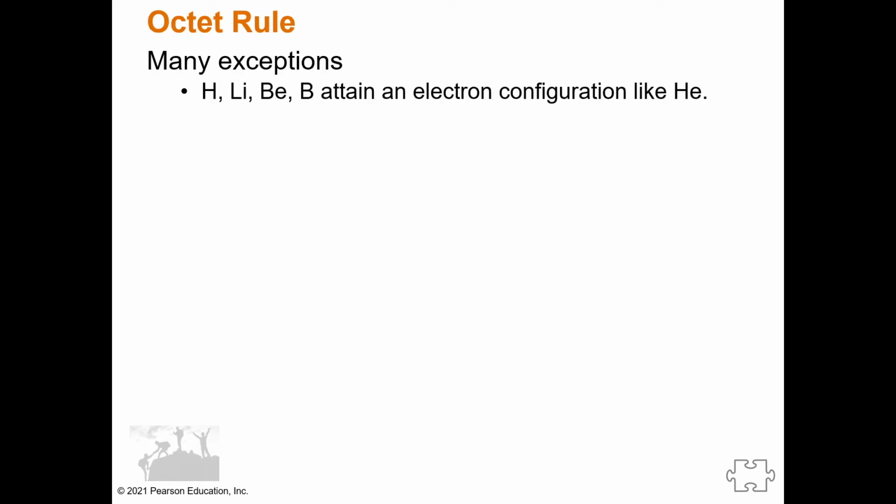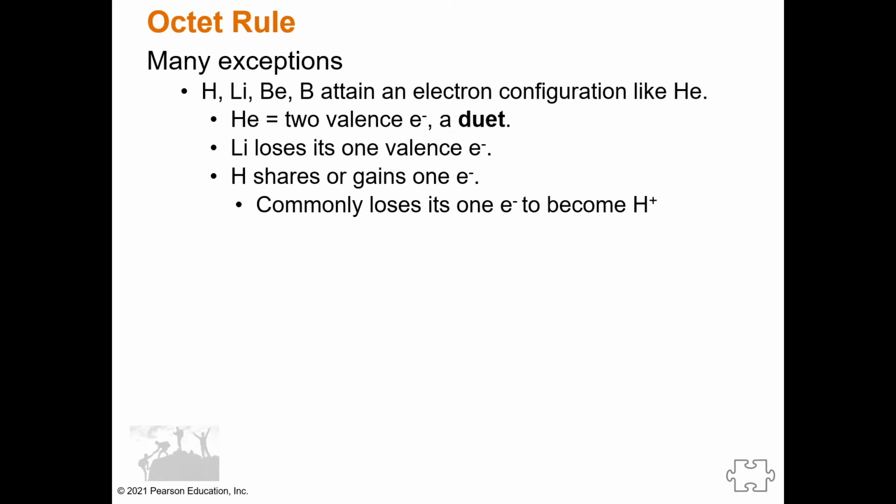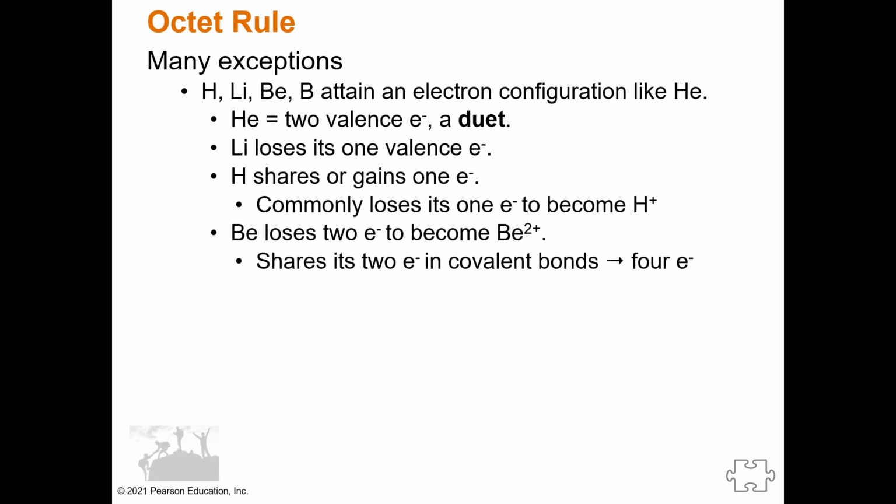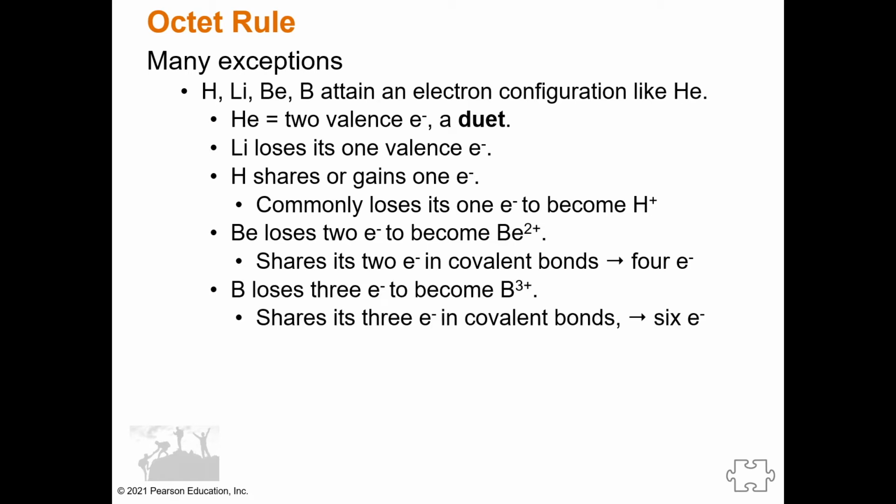Some of them you've seen already. For hydrogen and for helium, you would see complete duets, so 2 electrons instead of a complete octet. For beryllium, usually you would see it with 2 covalent bonds, or just 4 electrons. With boron, you would see 6 electrons.